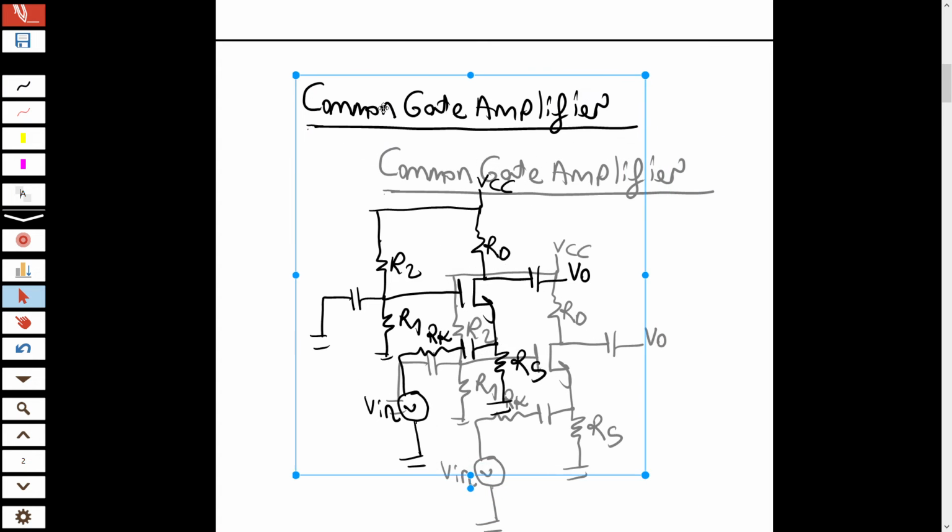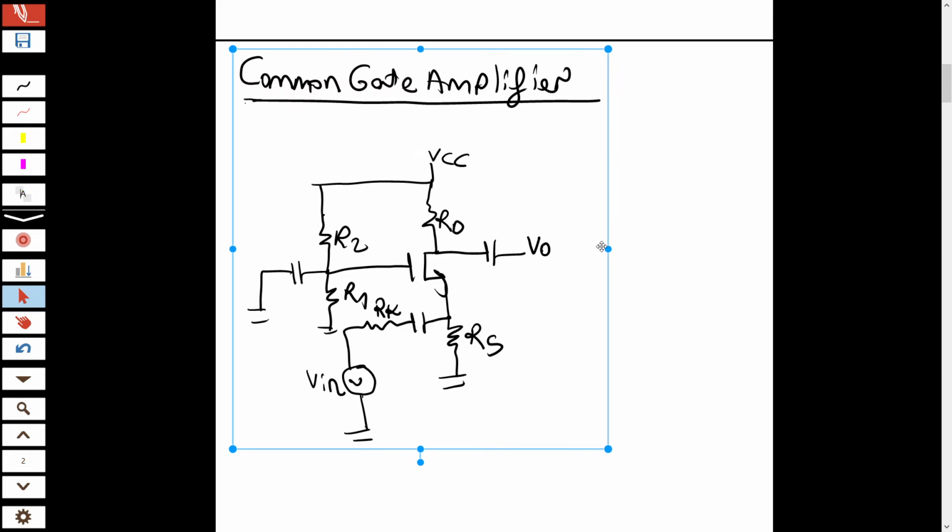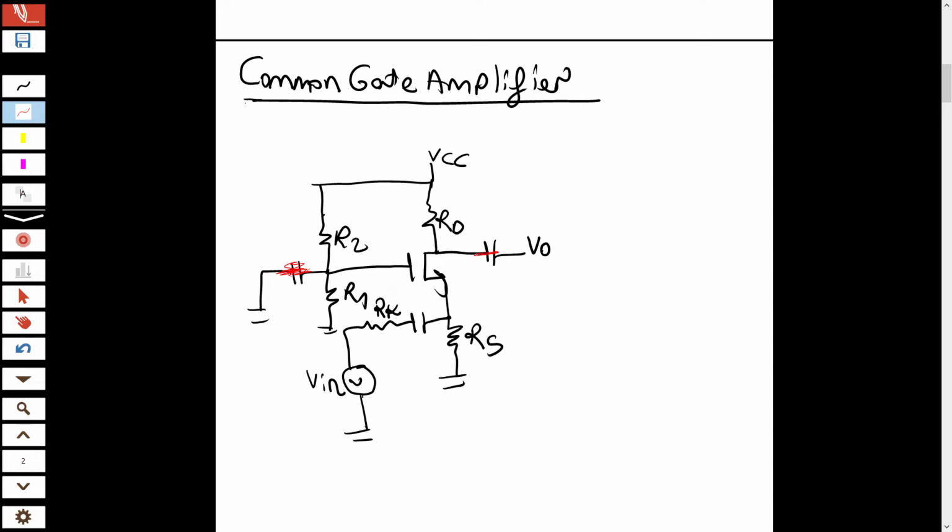Let's make the AC analysis of the common gate amplifier. Remember, in AC analysis, capacitors will be short-circuited, so these capacitors will be short-circuited. Also, DC voltage sources will be grounded. So this resistor will be between two grounds, and there will be no current passing through. This resistance will be grounded too, with no current passing through. So the gate is grounded in the AC case.